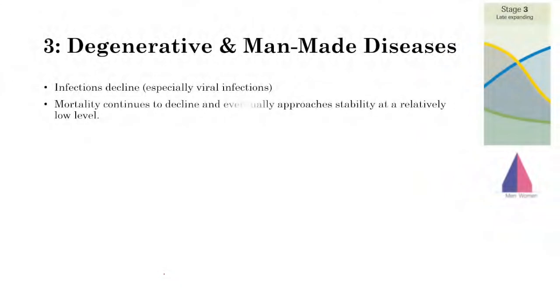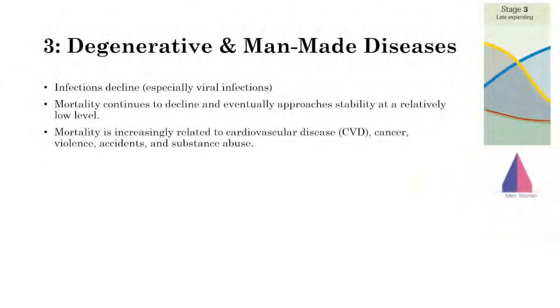Now, stage 3, this is where we see degenerative and man-made diseases. A man-made disease is a disease that we essentially cause, and these are oftentimes due to our lifestyles or genetics. So infections decline, especially viral infections. We see major healthcare and sanitation advances. We see mortality continuing to decline and eventually approach stability at a relatively low level. So death rates aren't decreasing exponentially. They're still decreasing, but at low rates.